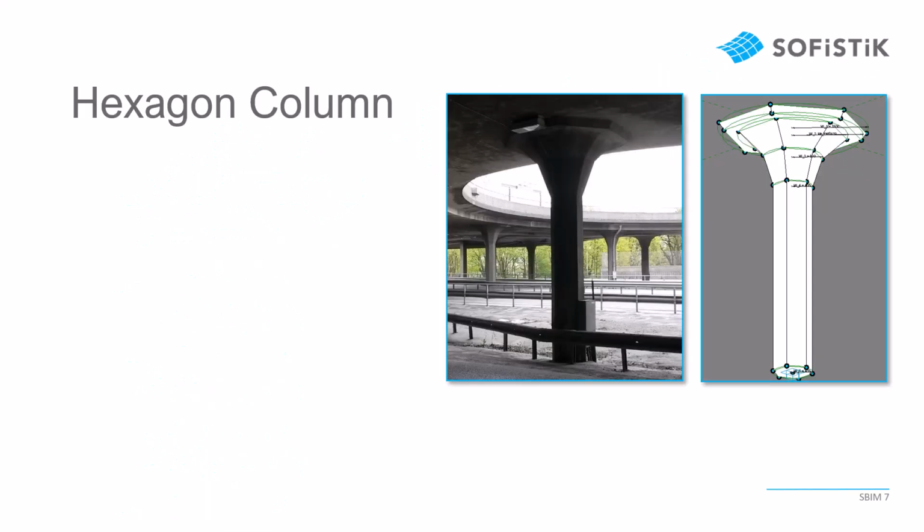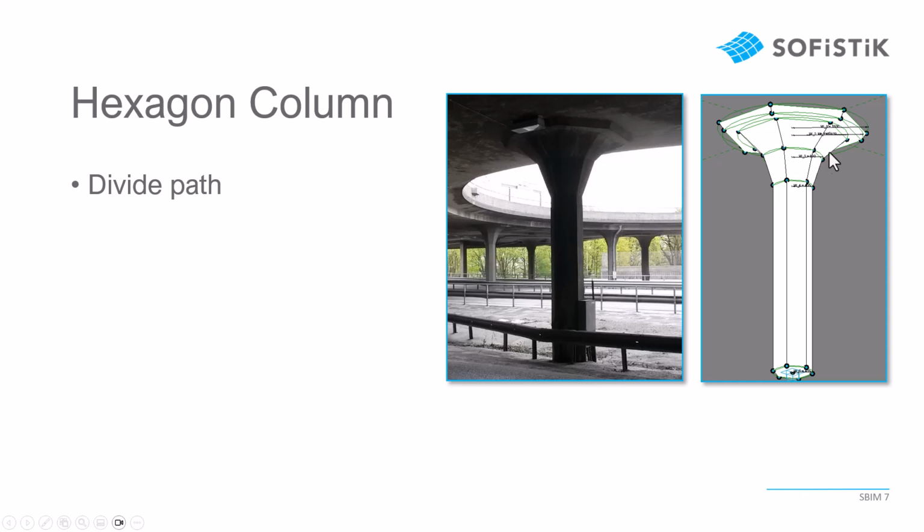In this video, I want to show you how to create and use a hexagon column, as you can see it in this picture, for the SOFiSTiK Bridge Infrastructure Modeler, specifically for the Substructure command. So you can see that this is one volumetric element, which is created along a divided path.